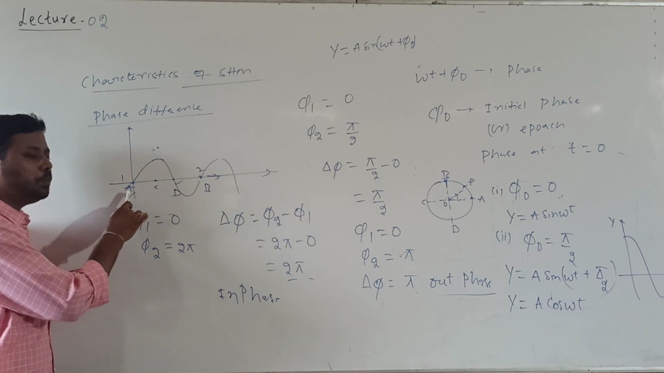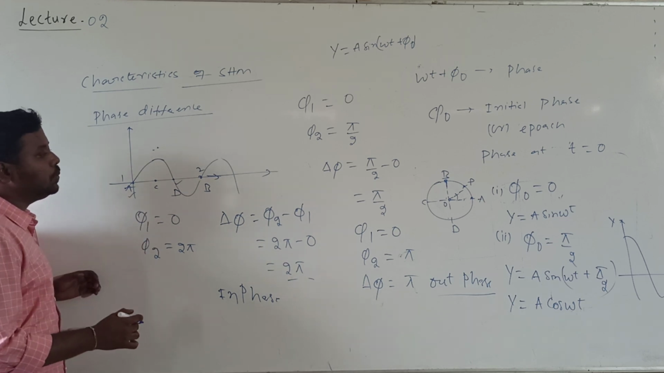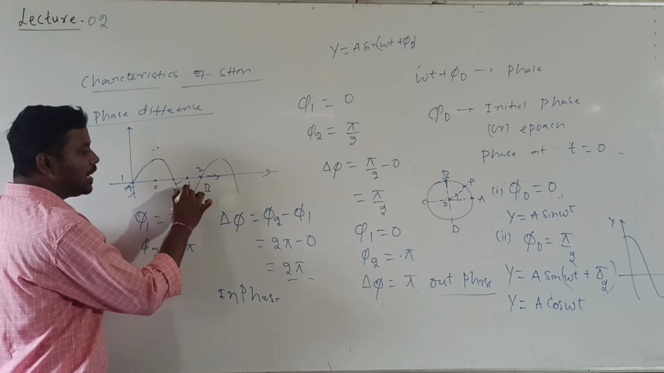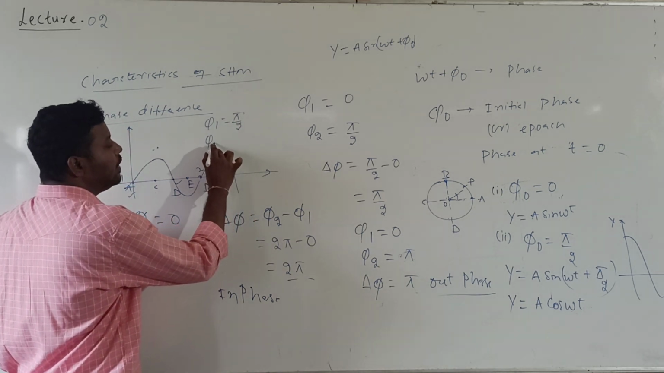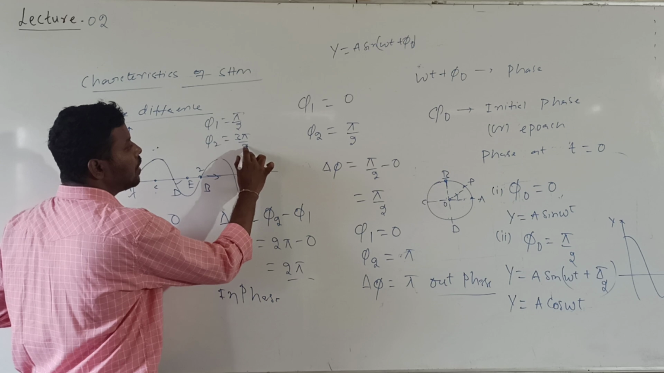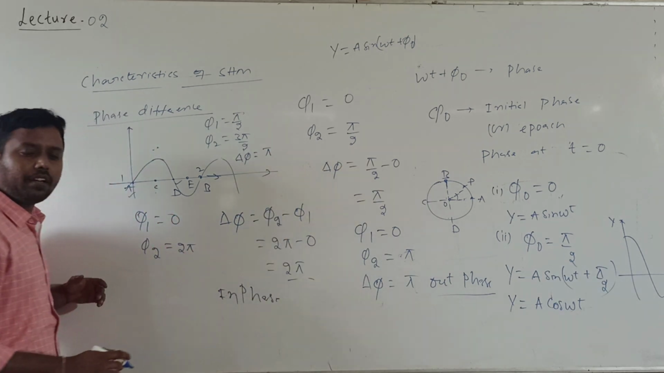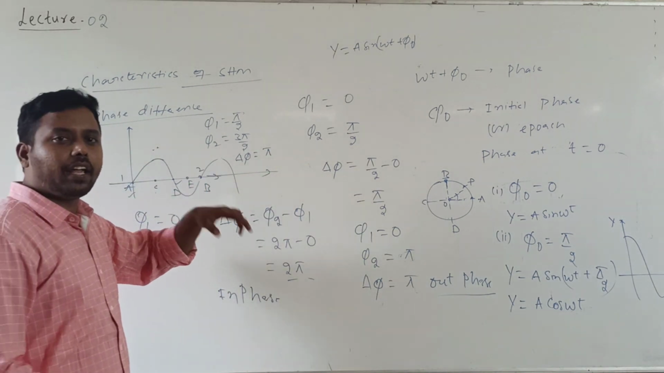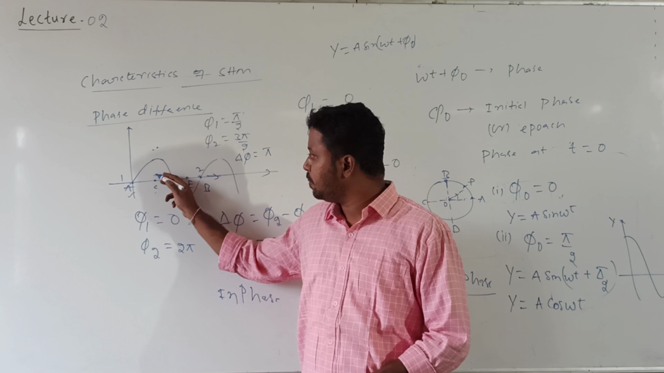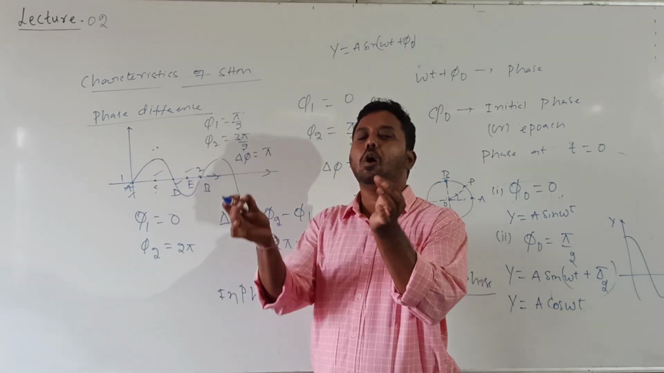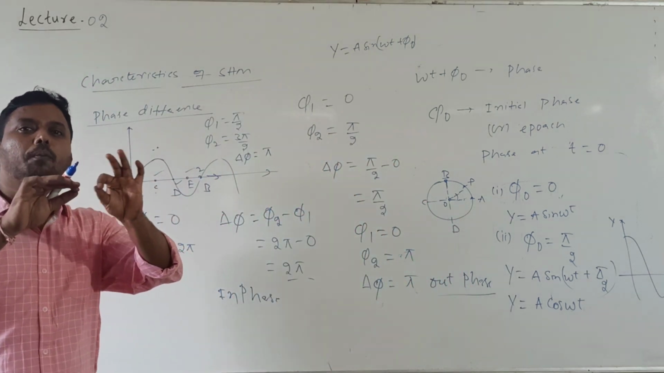When two particles are out of phase, what happens? Let me consider another pair, C and E. For C, the phase angle is equal to pi by 2, whereas for E, the phase angle will be equal to 3 pi by 2. The phase difference value will be 3 pi by 2 minus pi by 2, which is equal to pi. Whenever the phase difference value is equal to pi, the two particles are said to be out of phase. When two particles are out of phase, C is at an extreme position, E is also at an extreme position, but opposite in direction. The phase difference is 180 degrees. They are in opposite direction.